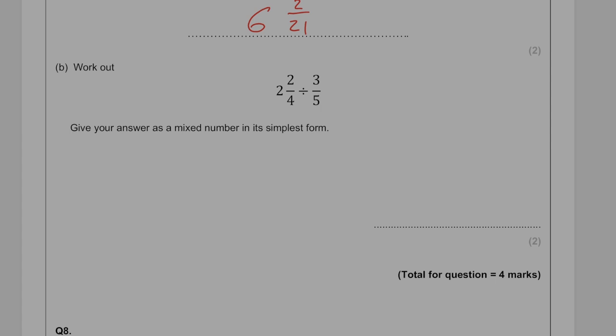Okay, part B, work out 2 2/4. So that's poor formatting on my part. That shouldn't really be there, that's an unsimplified fraction. Divided by 3 over 5. So what I'm going to do is convert that to 2.5 first of all, divided by 3 over 5.